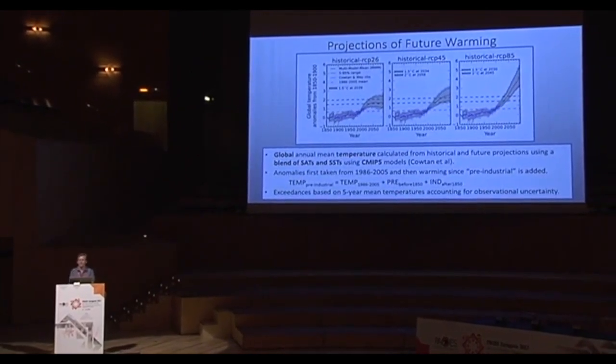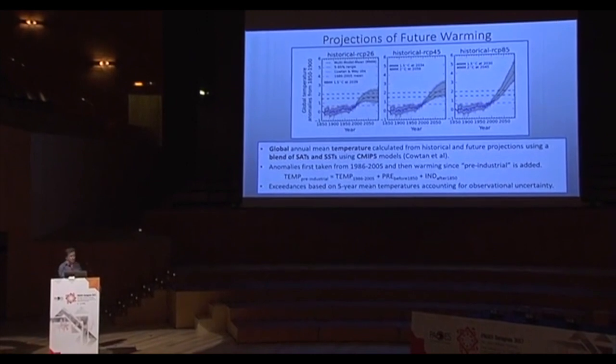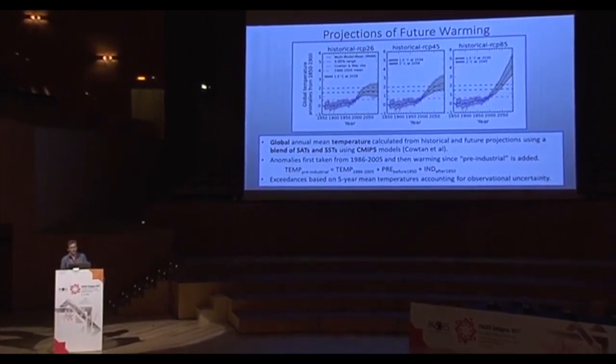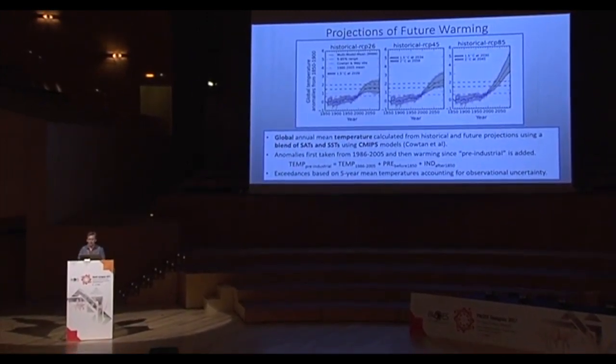Our starting point for this talk is the global CMIP5 models. We're using the historical runs with the future projections added on. So we're looking at RCP 2.6, RCP 4.5, and RCP 8.5. These are different scenarios, where 2.6 has a lot of mitigation, going towards 8.5, which is the business as usual scenario.